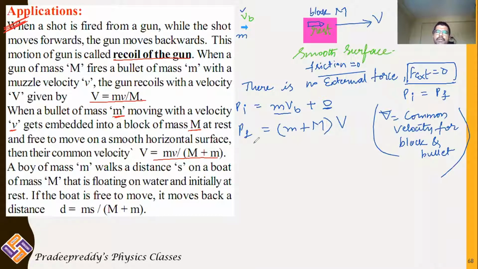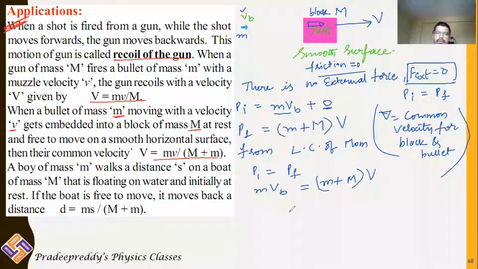Now, according to the law of conservation of momentum, I can write initial momentum is equal to final momentum. Initial momentum is mass into velocity of the bullet. This is equal to m plus capital M into the common velocity. I can now write down the common velocity V will be equal to m divided by m plus capital M into the velocity of the bullet.